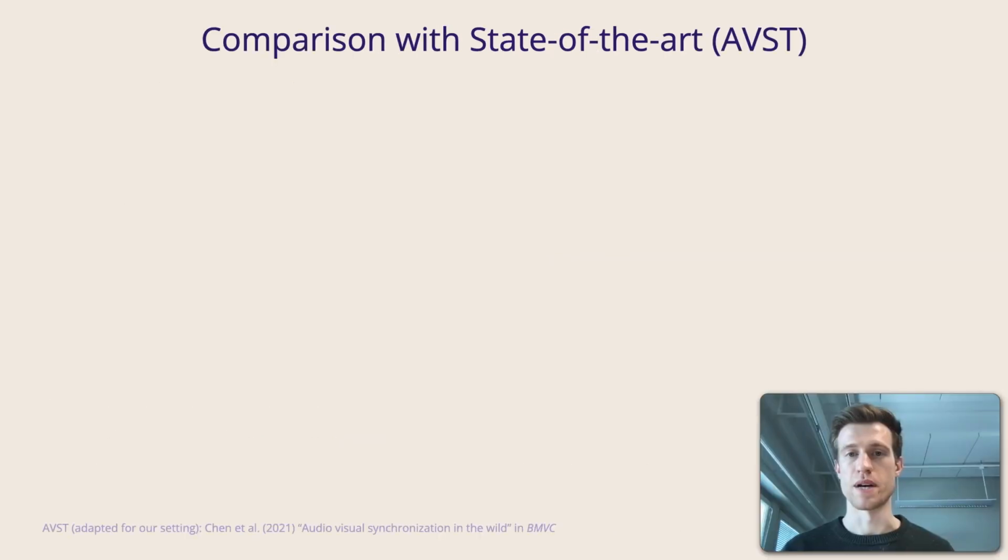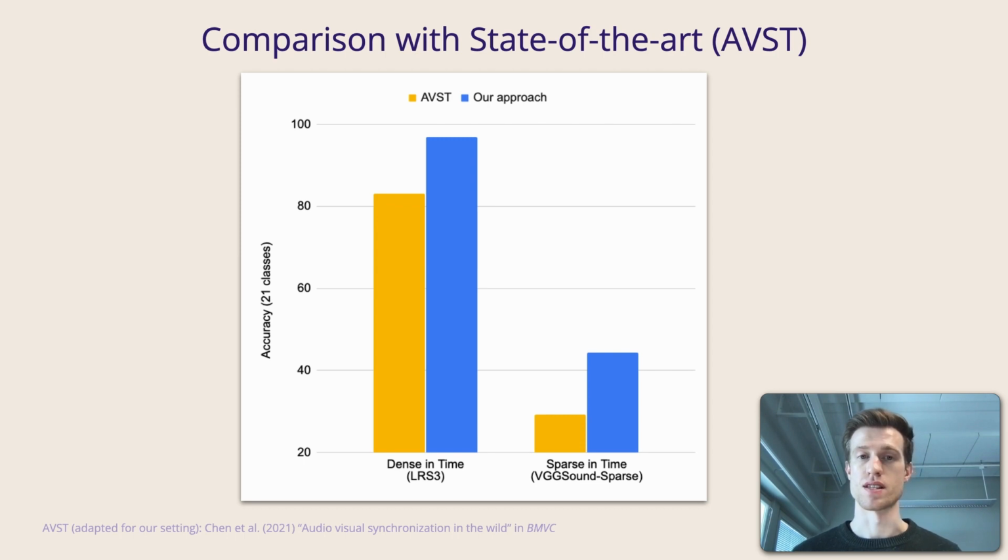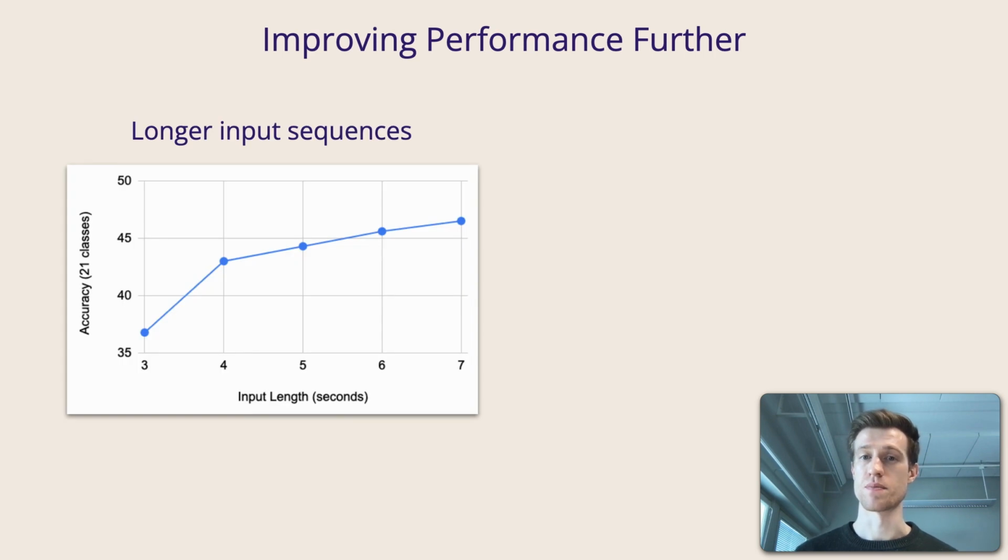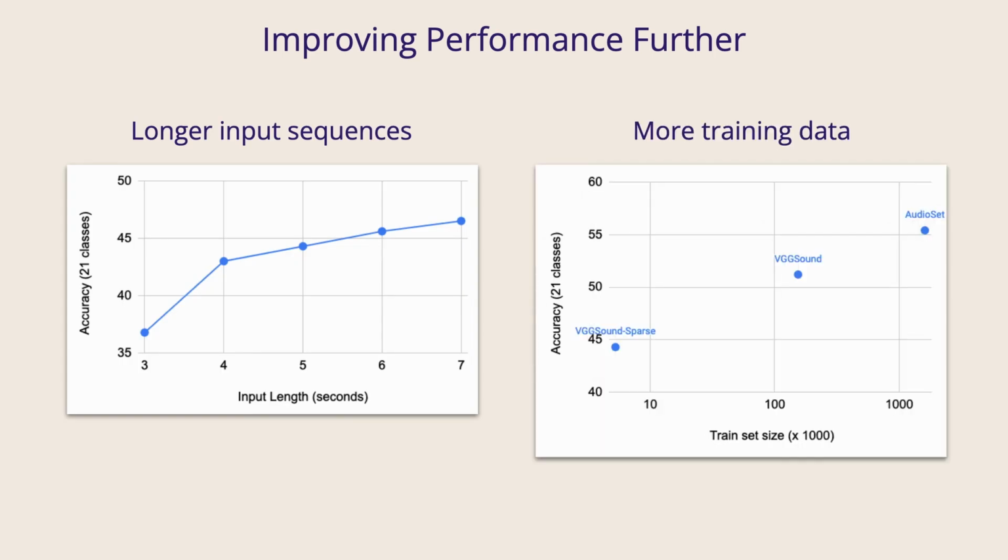We compare our model to the baseline, which is the state-of-the-art architecture for audiovisual synchronization. We compared the models on both dense and sparse data settings and found that our approach is significantly better on both. We found that training on longer video clips helps to improve the results, and if the model is trained with more data like full VGG Sound or AudioSet, it improves the performance further. Let's take a look at a few qualitative results.